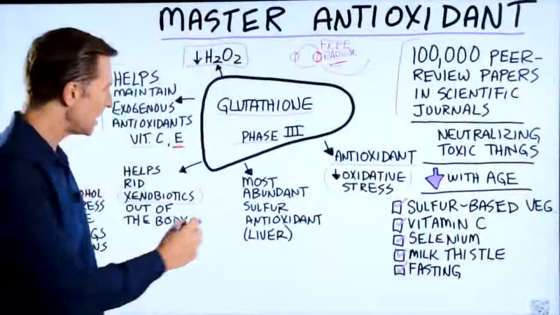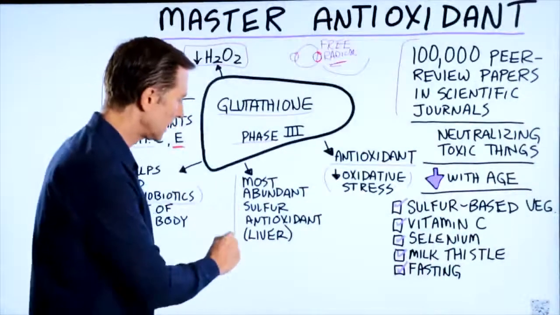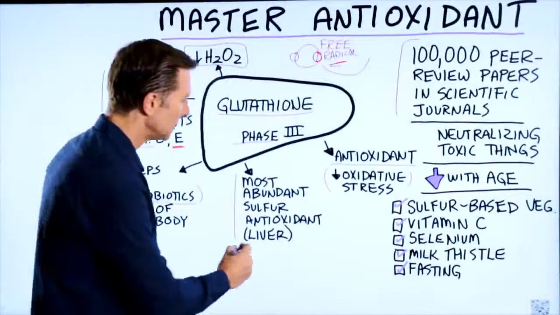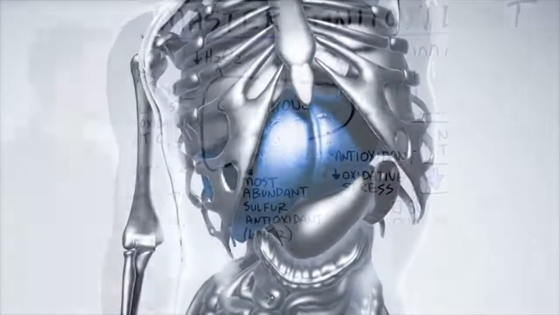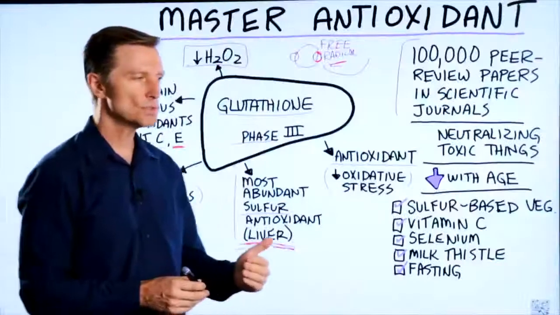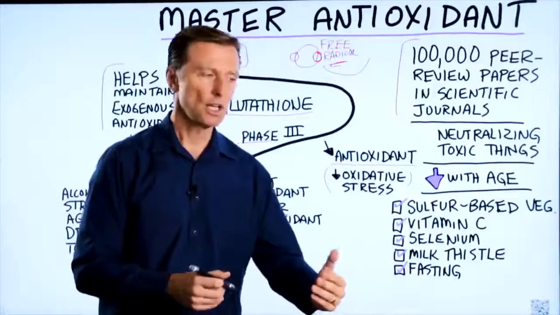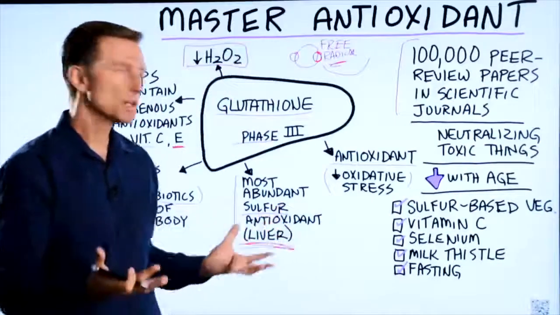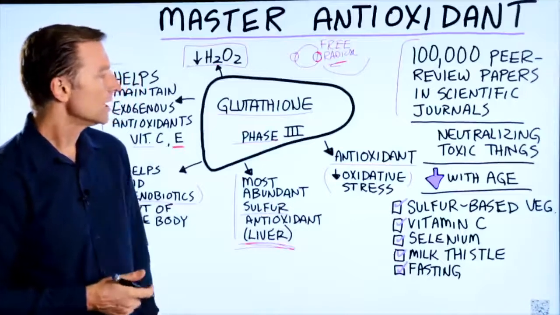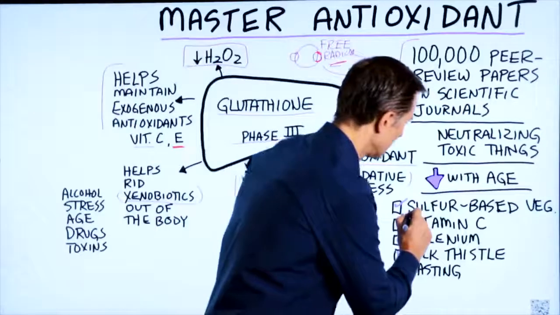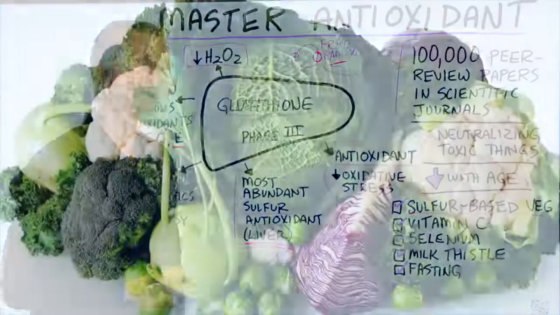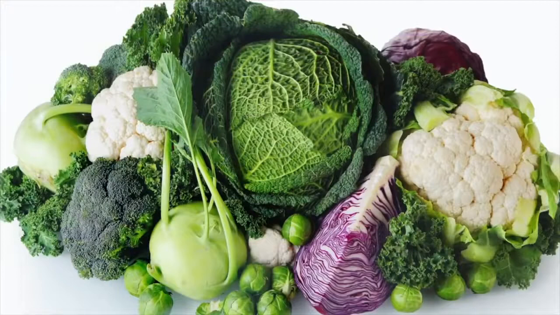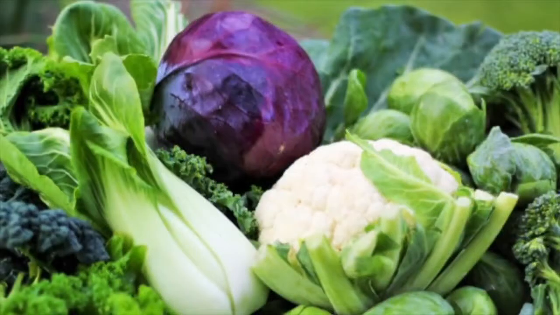It's the most abundant sulfur antioxidant, okay? All your cells make it, but it's primarily most concentrated in the liver. Because it's sulfur, if you consume certain foods that are higher in sulfur, you will actually give your body the raw material to make more glutathione. So take a wild guess what the sulfur-based vegetables are. You guessed it, cruciferous. So eating cruciferous vegetables will help you with this right here.